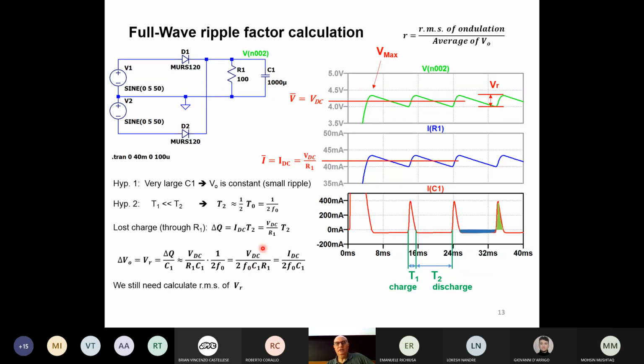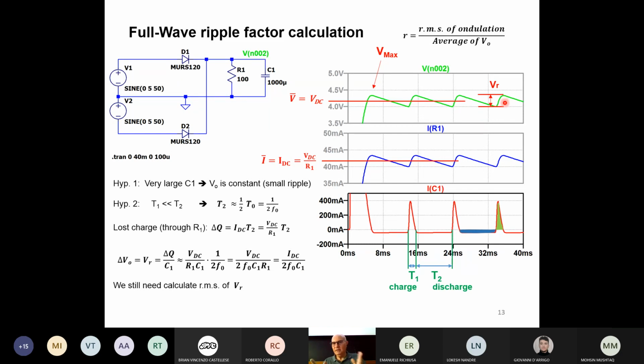So we get to this final formula. It's a bit approximated, but anyway it's good enough: VDC divided by 2 times F0 times C1 times R1. Or, since VDC divided by R1 is IDC, we get IDC divided by 2F0 C1. We can use one of those two formulations to calculate, in good approximation, the variation of the output voltage. That is the ripple voltage.